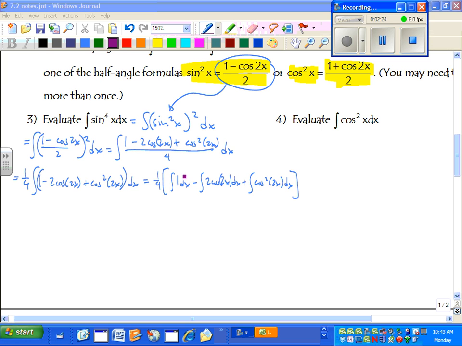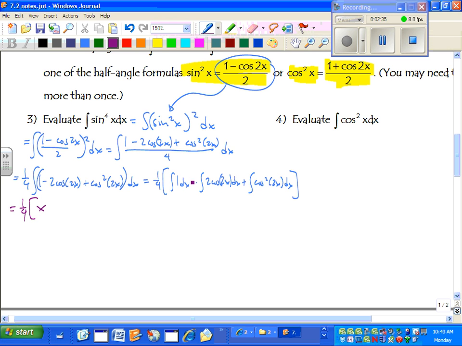For this, the first part is a pretty simple antiderivative. Keep this 1/4 out in front of everything, but the antiderivative of 1 dx is just x. The second one, a little bit more complicated. Here we're going to need to use u substitution. So u is going to be 2x, which means du is just 2 dx. We've got both of those in there. So really this would be like minus antiderivative of cosine of u du, which is something we can figure out pretty easily. Now this last one, I'm going to leave it how it is for right now because that's going to take a little bit more work.